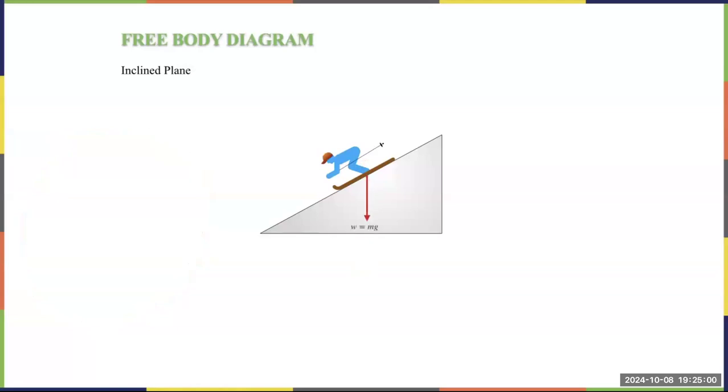Now this is my weight, which is acting vertically downward again. For reference, I'm keeping this diagram here, but I don't need to put this object here in a real free body diagram. Here I'm taking this point of contact, or the center of mass, as the object. It really doesn't matter.